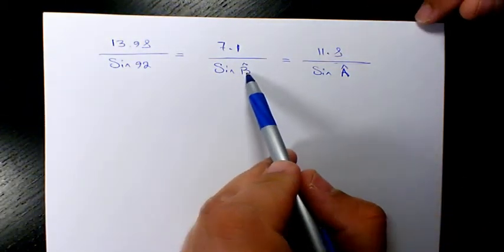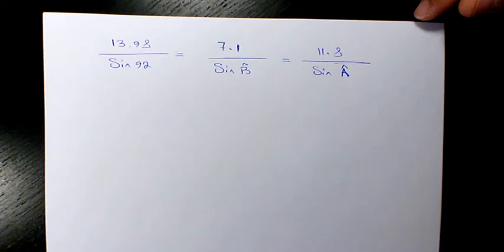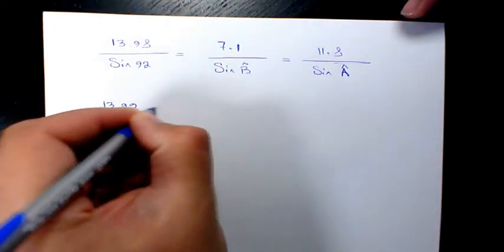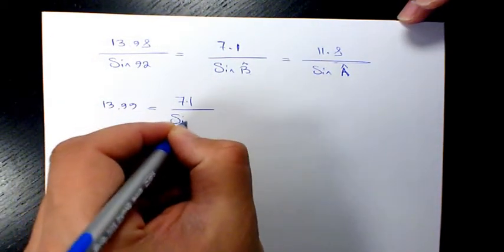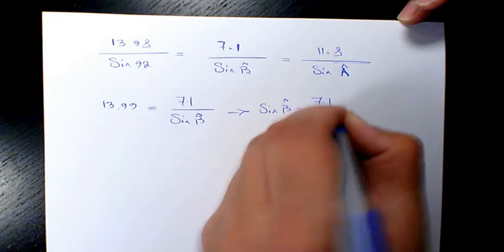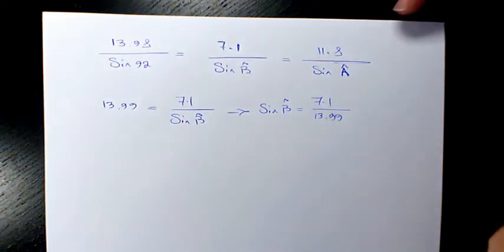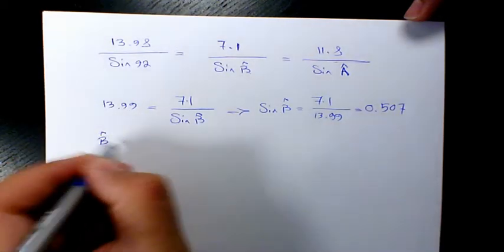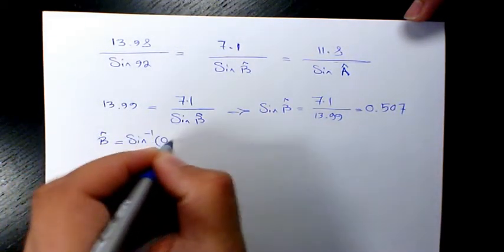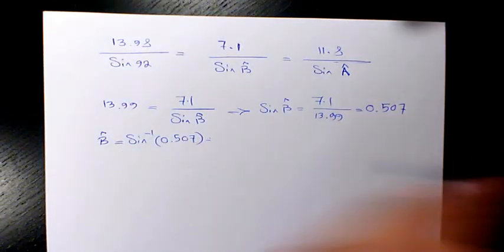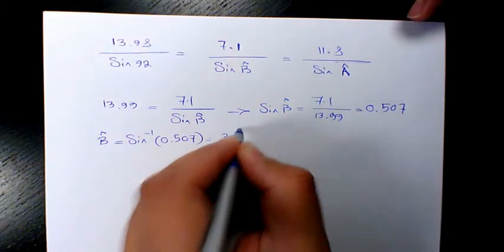So let's solve B in here. So 13.98 divided by sine 92 is going to be 13.99. 7.1 over sine B. So sine B is going to be 7.1 over 13.99. It's going to be 0.507. So B is going to be the inverse sine of 0.507, which is going to be 30 degrees.